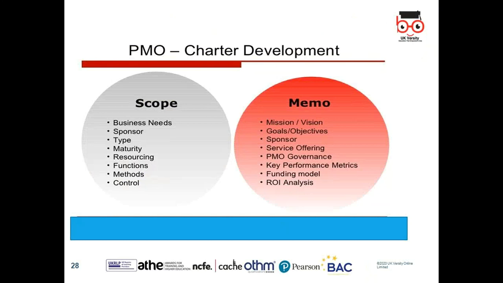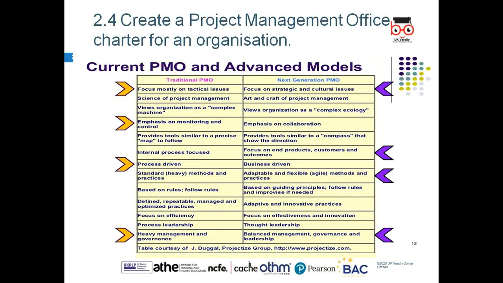PMO charter: what is meant by scope, you need to write the charter, and the business need, you need a sponsor, who's going to be involved, types, maturity, resourcing, functions, methods, and control, mission, vision, goals, objectives, sponsor, service offering, PMO governance and key performance metrics, funding model, and return on investment, ROI.